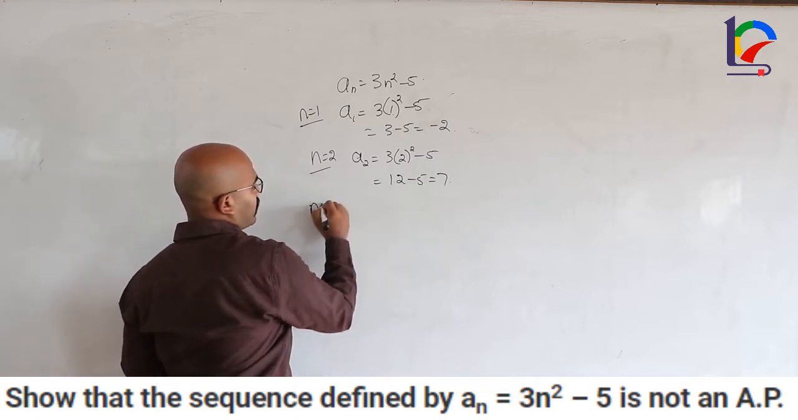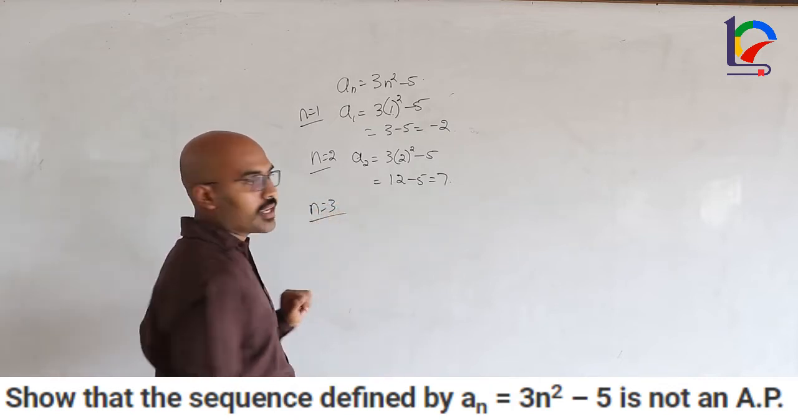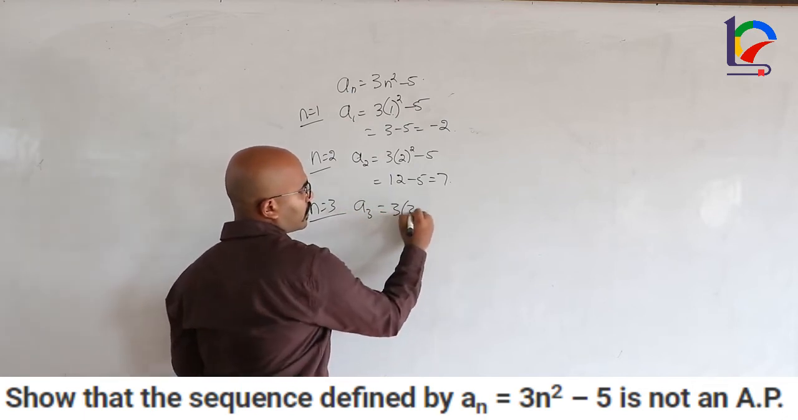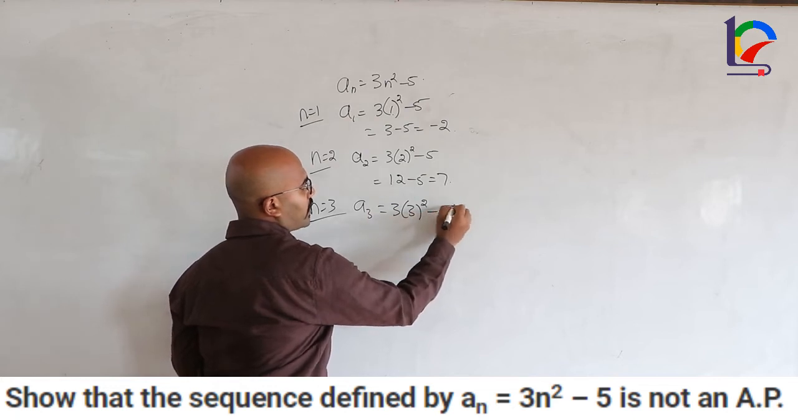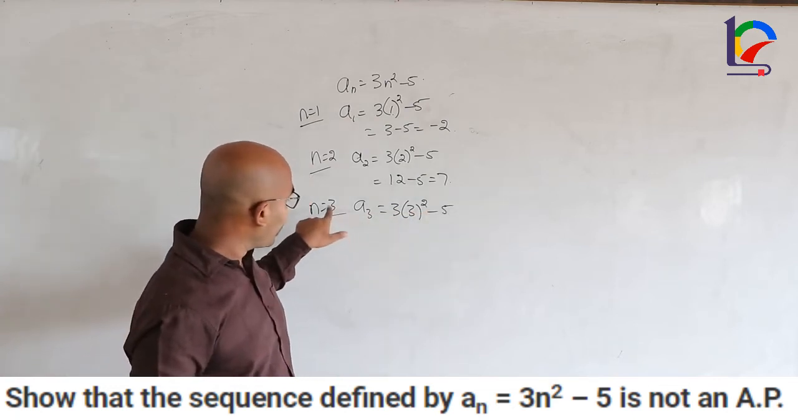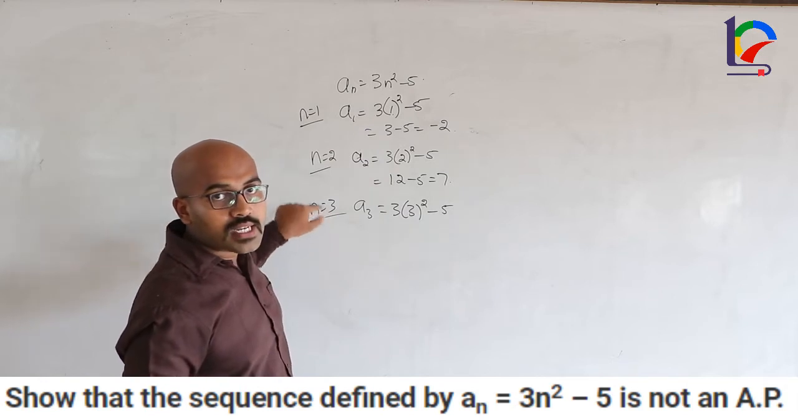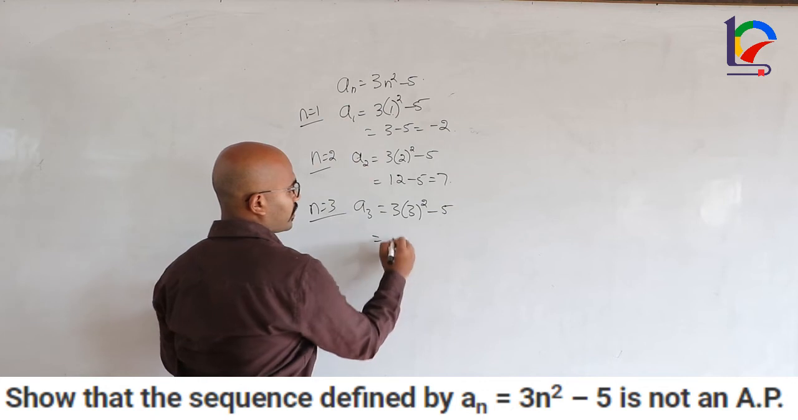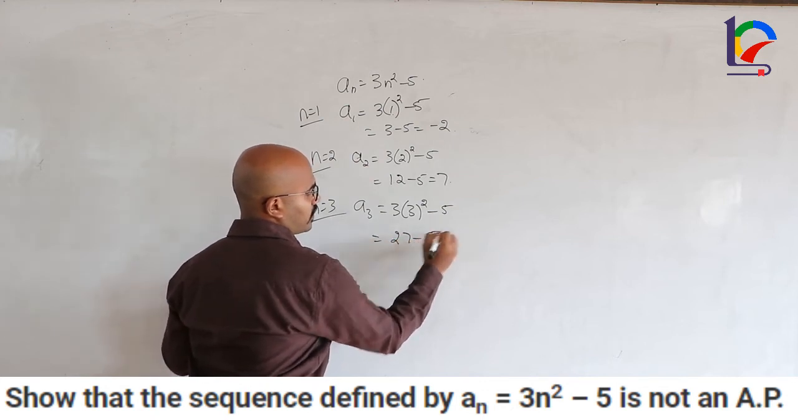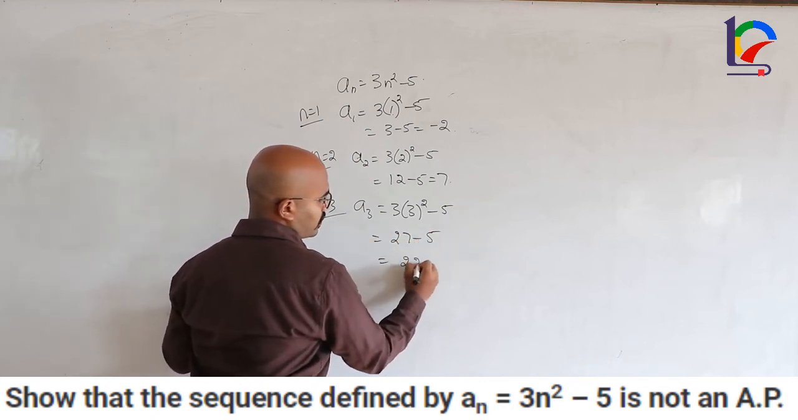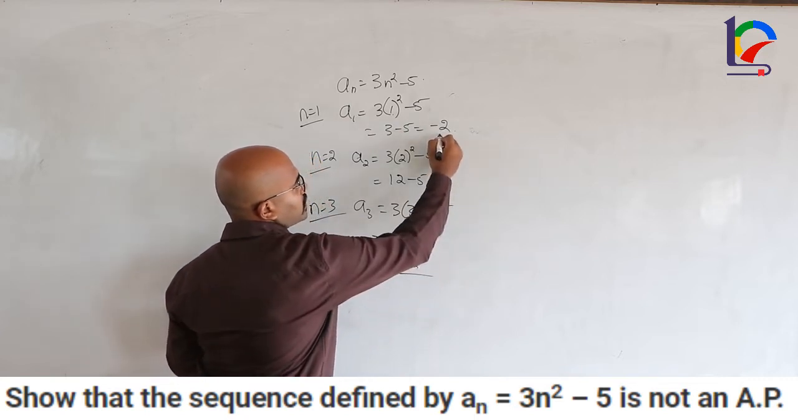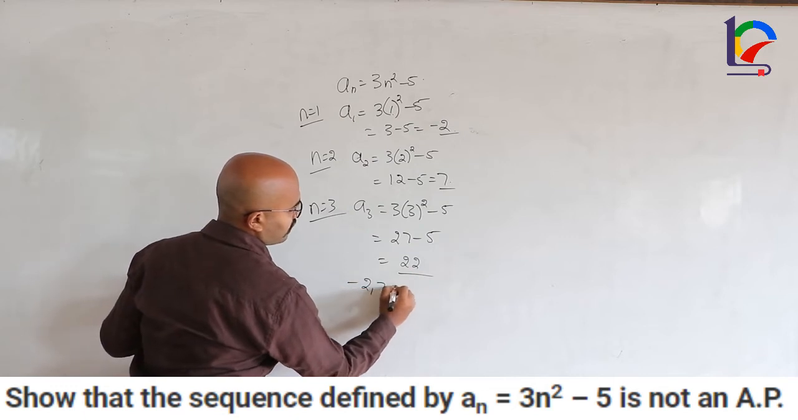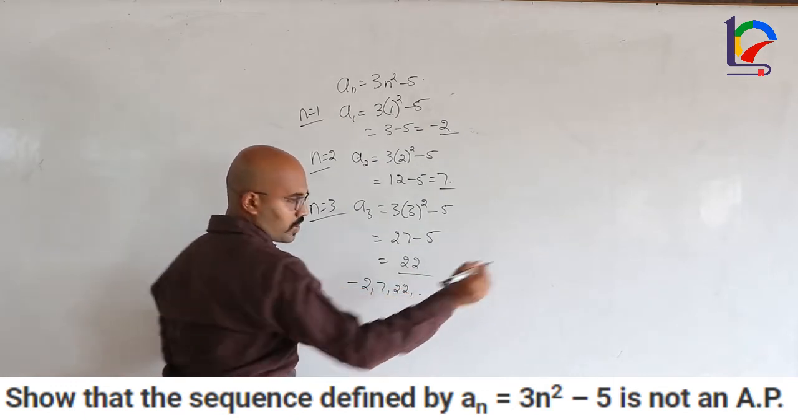Similarly, when n is equal to 3, a3 is equal to 3 into 3 square minus 5, because in the place of n you need to substitute 3 here. So 3 square is 9, into 3 is 27, minus 5. So 27 minus 5 is 22. So the terms are minus 2, 7 and 22, and so on.